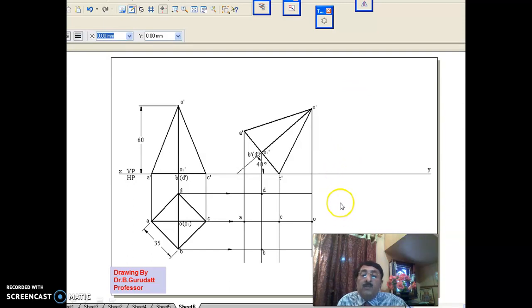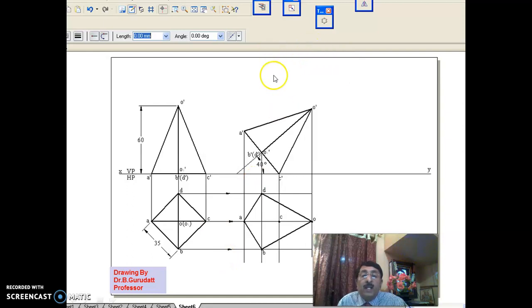Get all the points from the other view and join the outer boundary of these points. This serves as the first step. For all problems under projection of solids, we are doing more or less the same way. Get all the points and join the outer boundary of these points by dark lines, that is 0.5 mm thickness lines. In that way, the first step is completed.